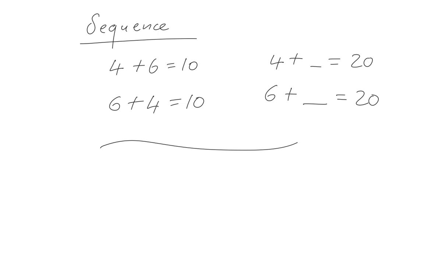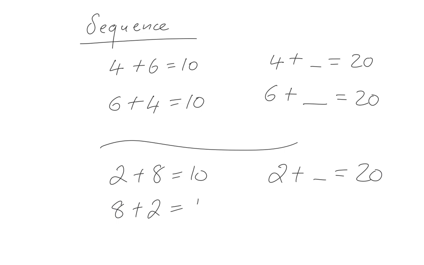Then if I know 2 and 8 equals 10, what about 2 plus something equals 20? Then we do the turnaround facts, or the commutative property. So we have our 8 plus 2 equals 10, and then 8 plus something equals 20. And that principle would apply as you get into larger and larger numbers. When you use one number, then try and use the turnaround fact or the commutative property so that you reinforce those.